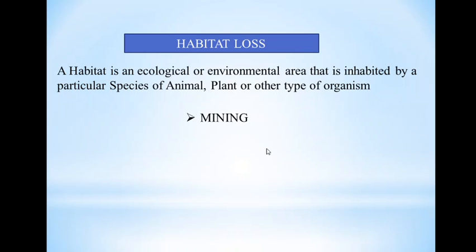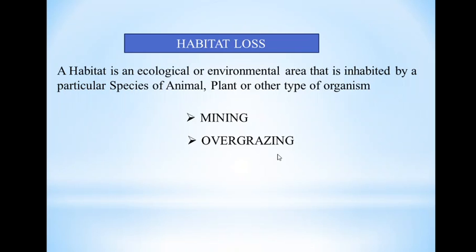And in Australia, for example, and South Africa, gold mining. You see the gold mining, a lot of the forest area has been lost due to this mining activity. And next, the cause for habitat loss is overgrazing. So the meat eating habit, and in order to produce more milk products, overgrazing is done.